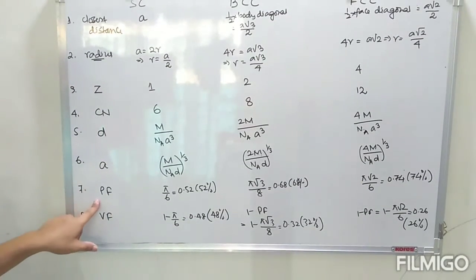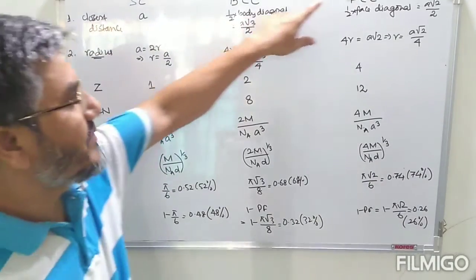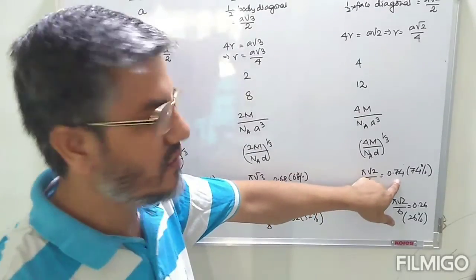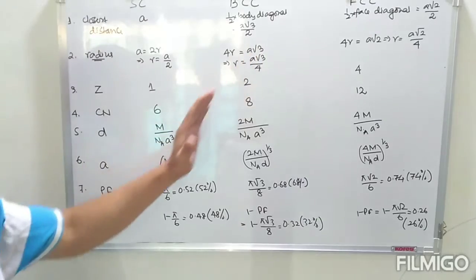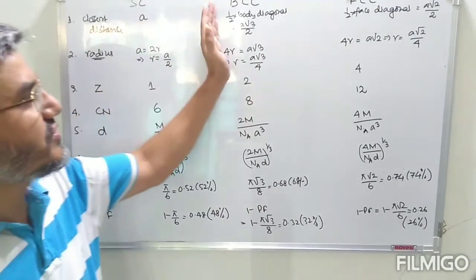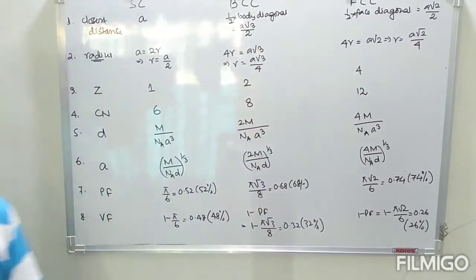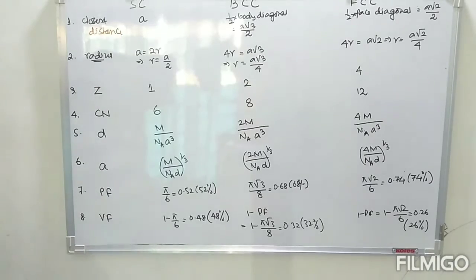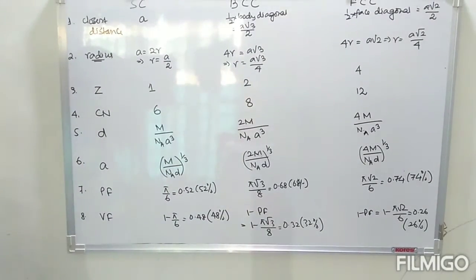If you look at this, the packing fraction is least in the case of simple or primitive, that is 52%, and maximum in the case of FCC. So the packing efficiency, or packing fraction, increases from simple to body-centered to FCC. These are the parameters for these three types of unit cell.